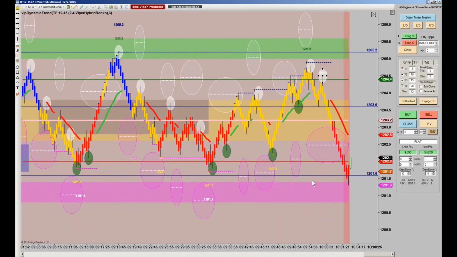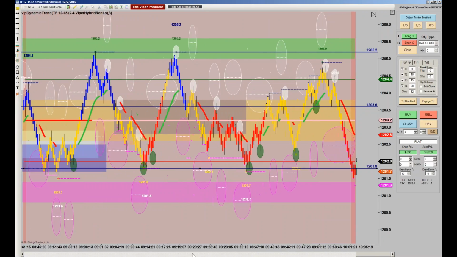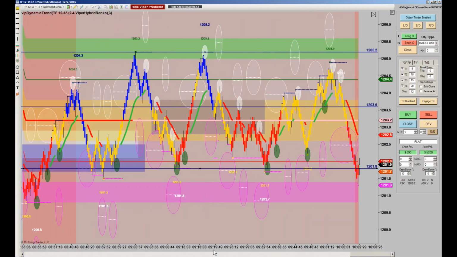Okay, look how that bounced right off our support again, didn't it? Now this looks to me like it's trying to break down. See, it finally took out all that support. See there? Pretty much trying to break down, isn't it? So what would we do if we were trading this?